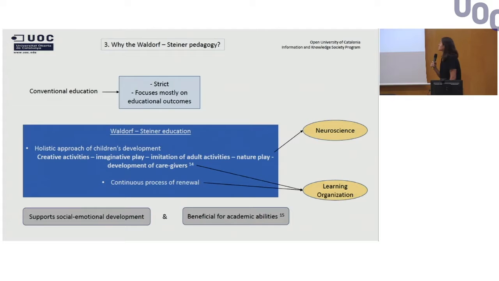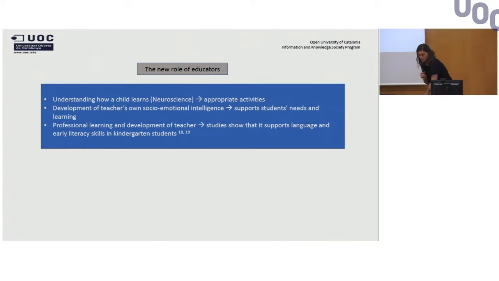So why did I choose the Waldorf education? It shows that there are some things in common with neuroscience, as it focuses on the holistic development of children, on creative activities, on imitation of adult activities, on going out to play. These are very important for neuroscience too. And it also talks about the process of renewal, of changing, of doing new things. These are characteristics of a learning organization. So Waldorf education also supports social emotional development and is beneficial for a student's academic abilities.